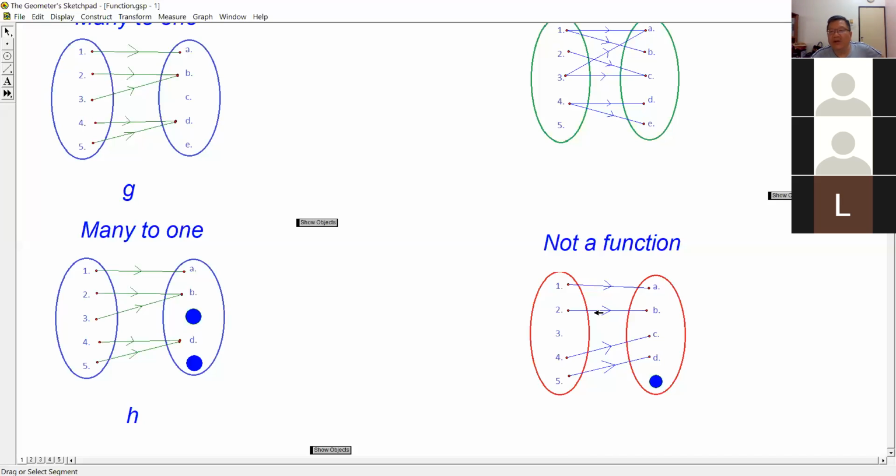Even though you have 1 to 1, 1 to 1, very nice, but as long as there is one object without an image, then it's not a function. So normally when you look at the exam question, they will give you a function, then they will exclude this number 3, for example. So if they exclude this number, it means that it is a function. But if this number is included, then it is not a function. Okay or not okay?